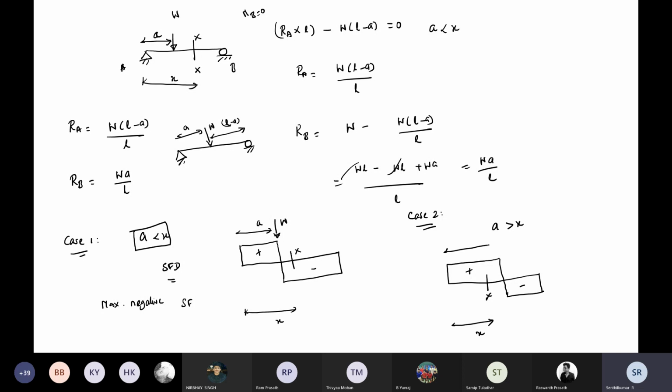This is my A. Right? So the shear was nothing but this is the RA. RA is going up, and at the application of W, it will go down. That is the meaning, right? So that only I have done here and here.